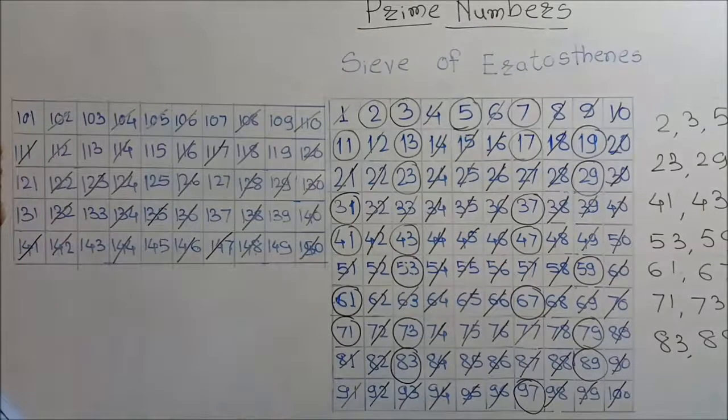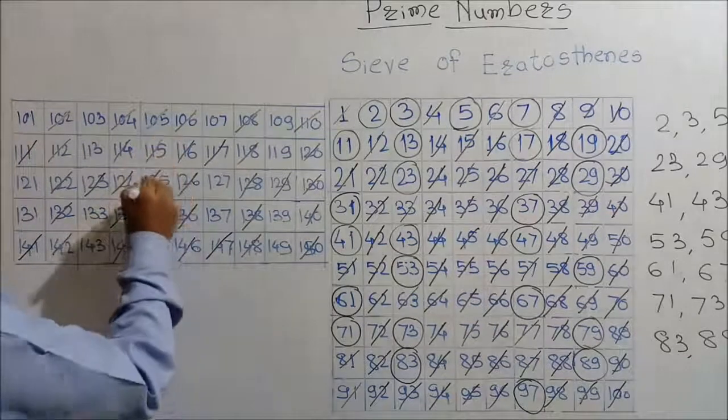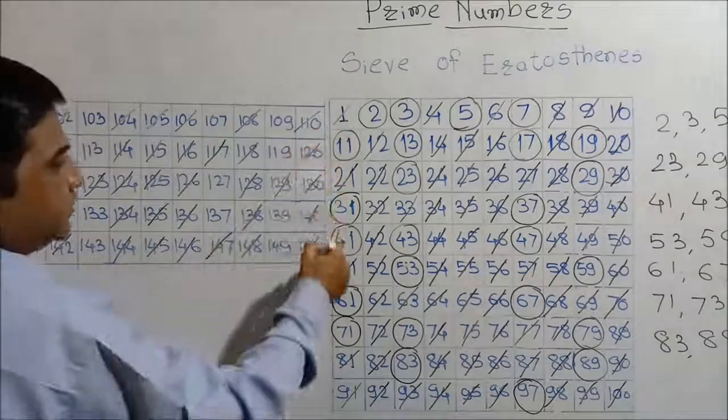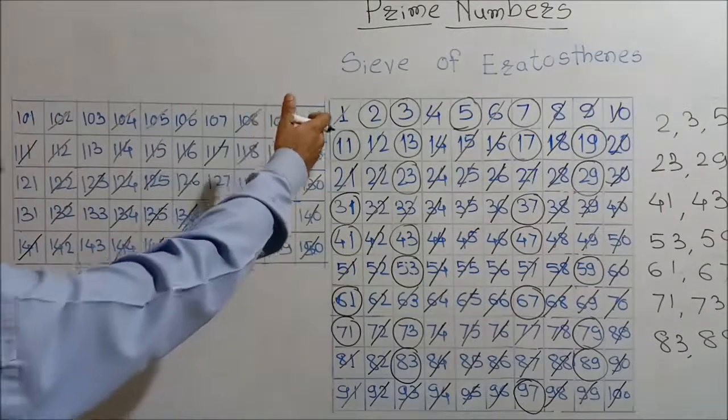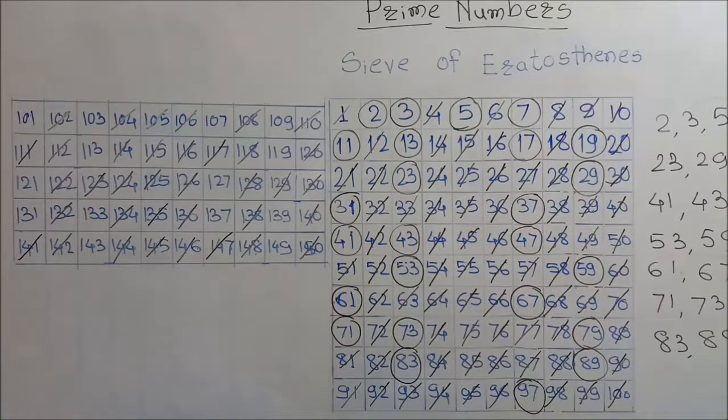Now it's time for crossing the multiples of 5. Multiples of 5 ending with 5 and 0. So I am crossing all the multiples of 5. Multiples of 5 which is ending with 0 already cut as the even numbers. Now what is next? We are going to cut all the multiples of 7.